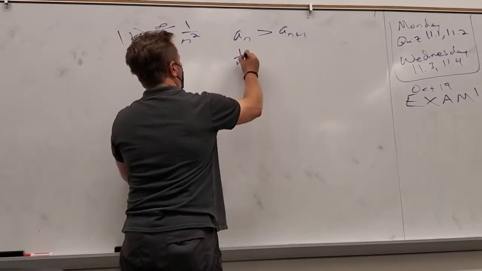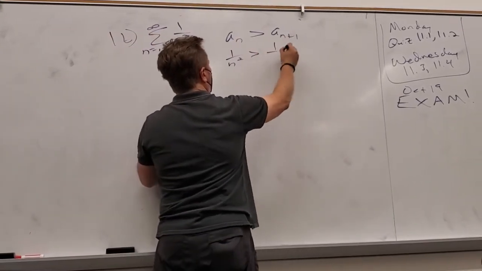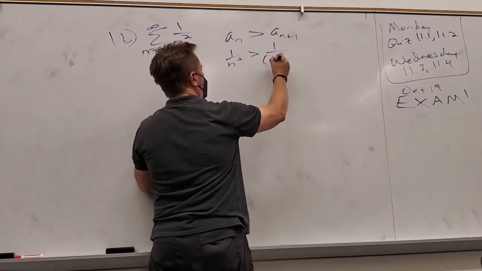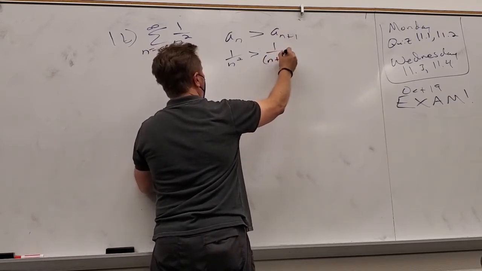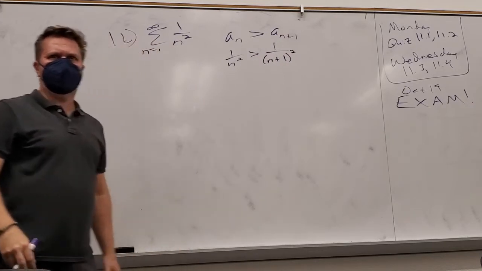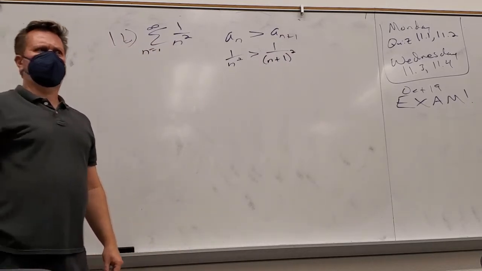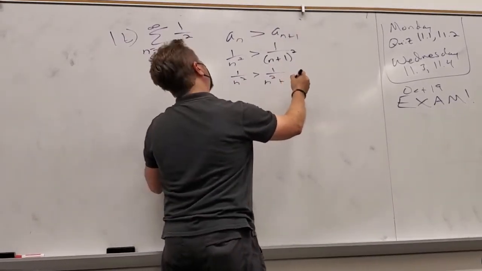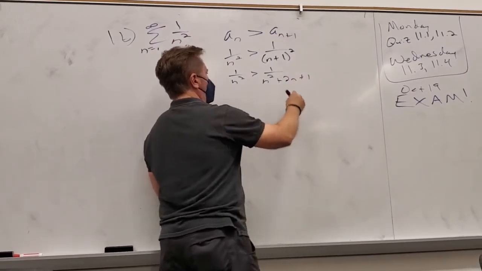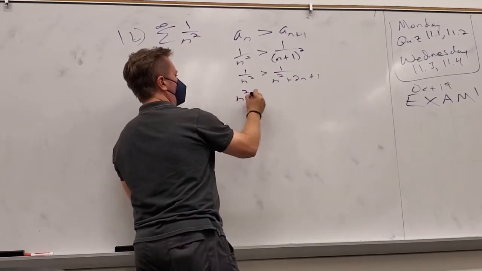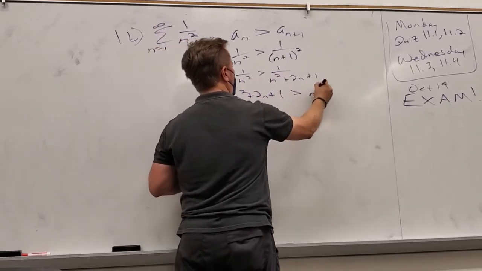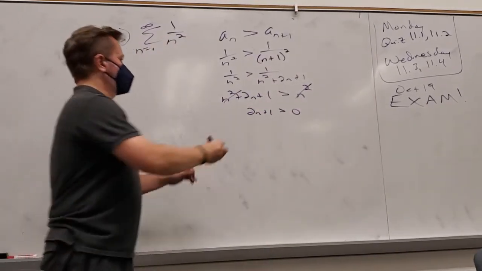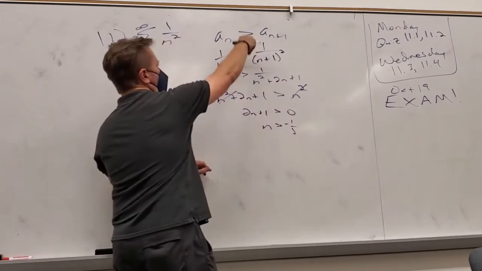So this will be 1 over n squared. It's bigger than 1 over (n+1) squared, right? You replace n with n plus 1. Stay with me. This is the long way to do this, by the way. I can cross multiply, reduce those. Is this true? Yes, because n is definitely greater than -1/2. So that's one way to do it.